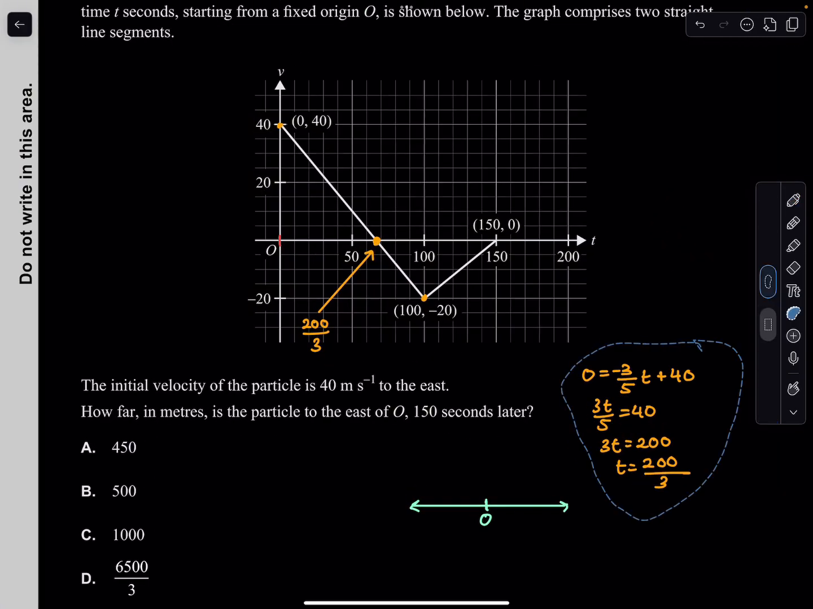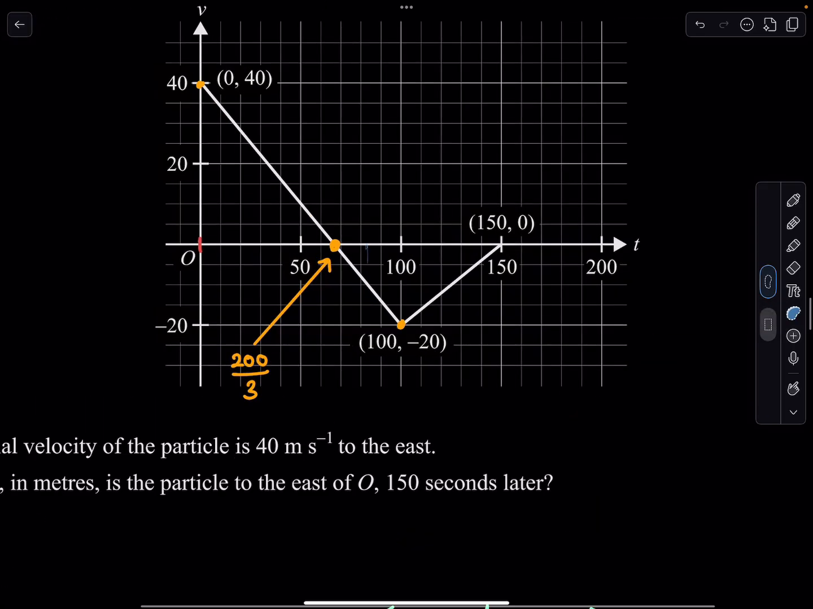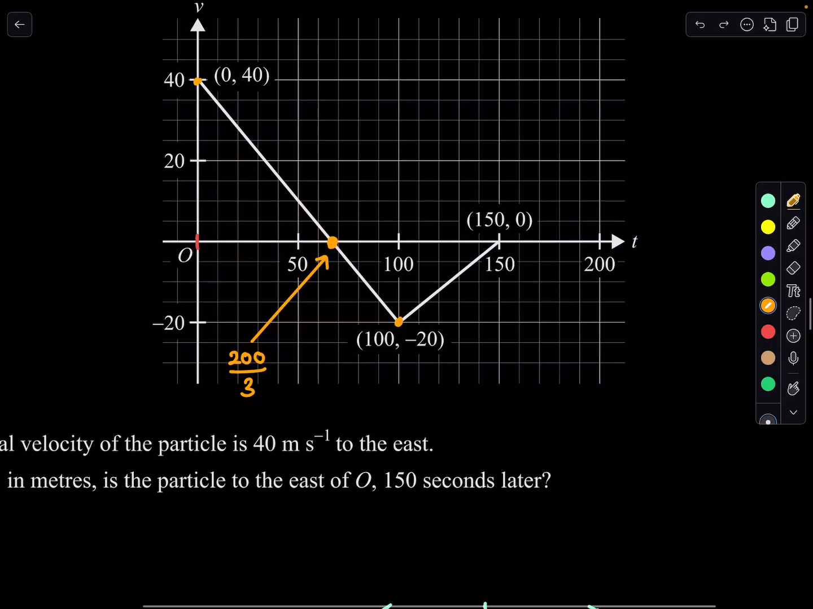Now we can actually find the area here. So let's break it into two parts, because we got the negative area here, which means it was going to the left, and the positive area that's going to the right. So first, let's look at the positive area. From 0 to this time over here, we need to find this positive area, and to find the area, it's just a right angle triangle, which is half base times height. So what's our base? Our base is of course that 200 over 3, and our height is 40.